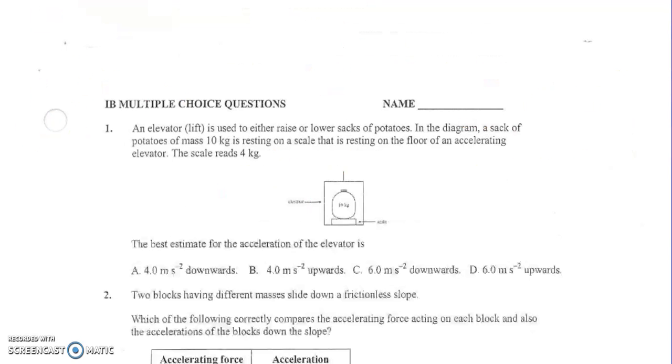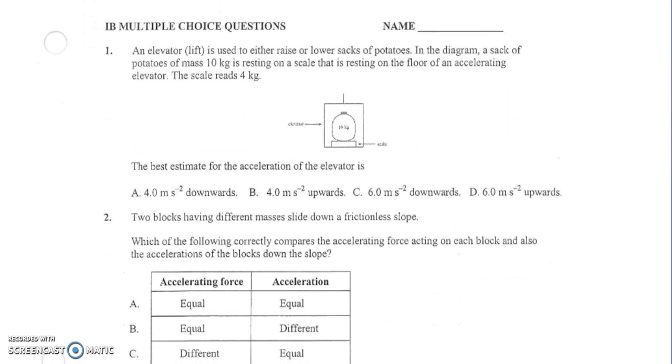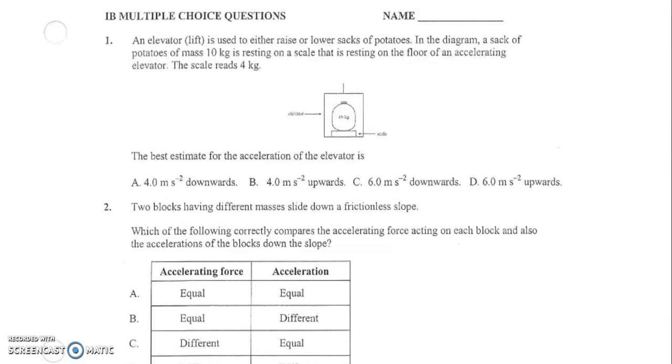All right. The next one we're looking at, this is starting the multiple choice section. I'll probably do the first page here and then pick up the rest on the next video. So an elevator is used to raise or lower sacks of potatoes. In the diagram, a sack of potatoes of mass 10 kilograms at rest, and then it's accelerating, the scale reads 4 kilograms. So what I know is that the scale reads a mass of 4, so it reads mg. Okay, so it's 4 kilograms times 9.8. I'm just going to write it as 4g. But normally, when it's not accelerating, it's 10 kilograms. So 10 kilograms times g.